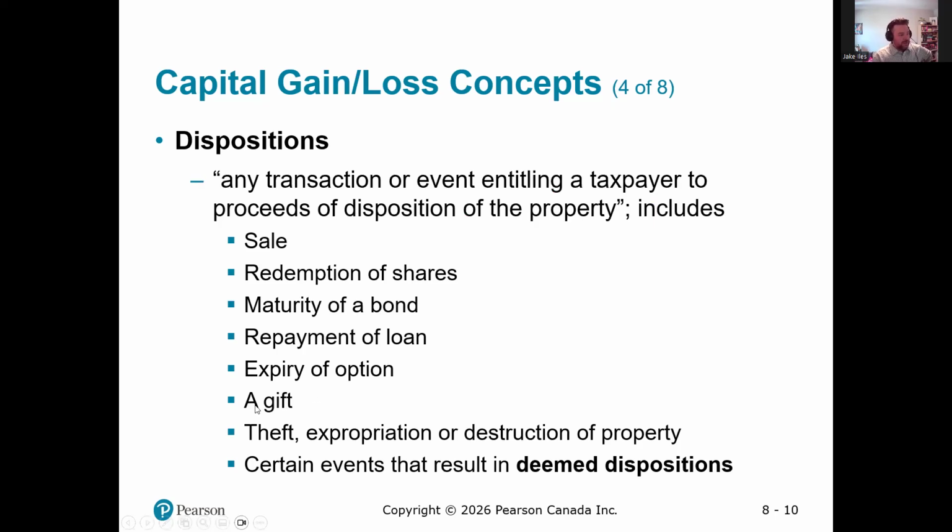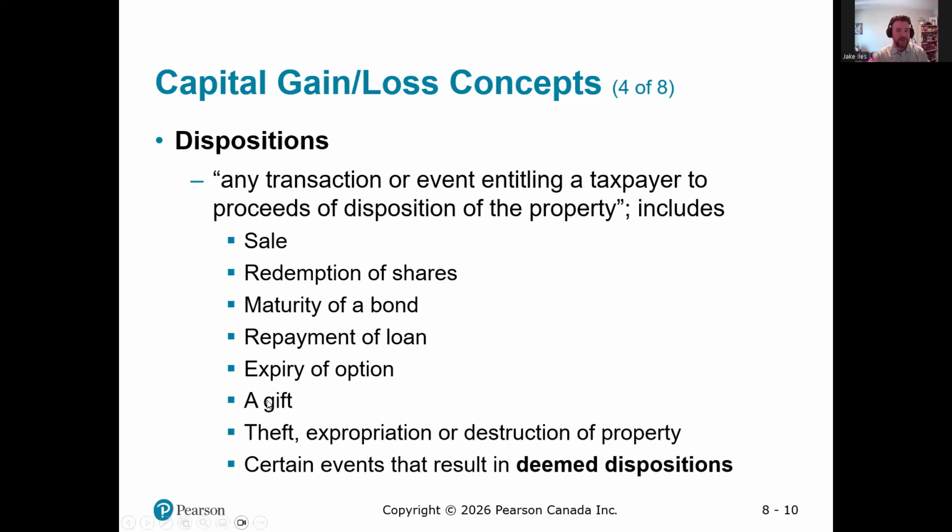The things that we want to talk about down here are gifts, thefts, destruction, certain events for deemed dispositions. When we have redemption of shares and bond maturities and sales, those are really easy to recognize as dispositions because usually cash or something else of value is exchanged. I received cash. I received $100,000. Of course, I sold it. Those are my proceeds. But it's not always clear when money hasn't been exchanged.